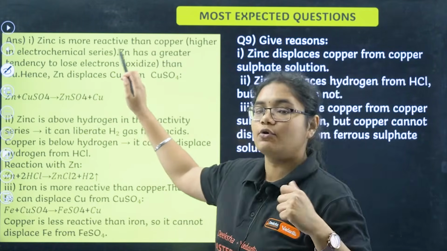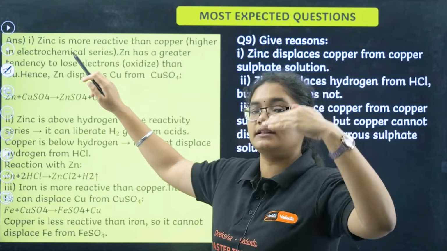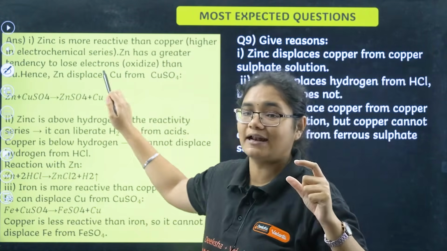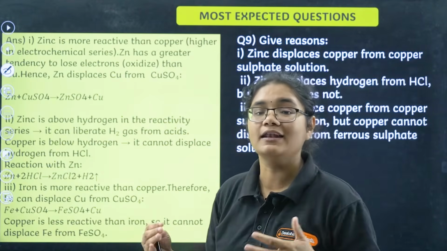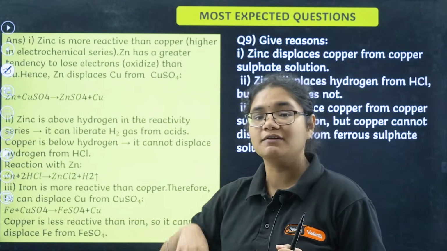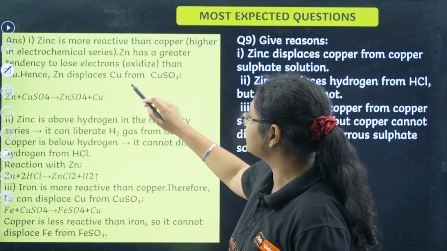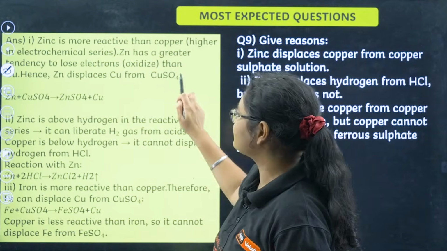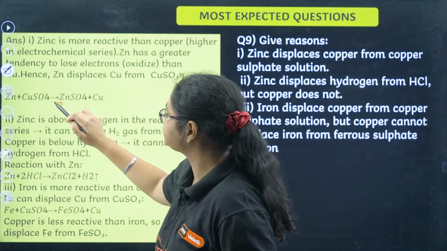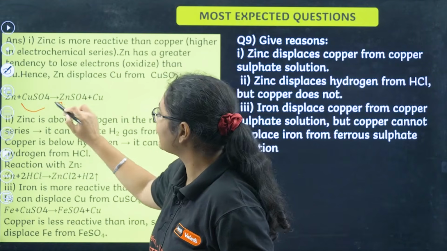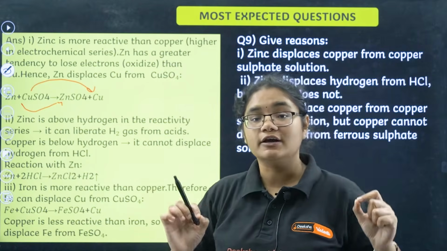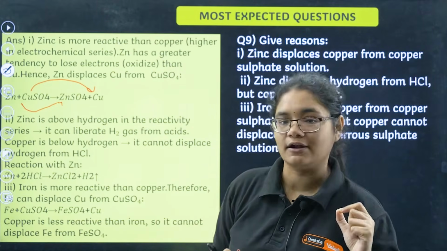So you know zinc is more reactive than copper. Higher it is present in the electrochemical series, higher to that of copper. So that is why zinc has a greater tendency to lose electrons. Zinc can oxidize better, or zinc reduction potential is less. So copper will undergo reduction and zinc will undergo oxidation. So that is why zinc displaces copper from copper sulfate. So you can see here that zinc is undergoing oxidation and copper is undergoing reduction because the reduction potential of copper is more than that of zinc.